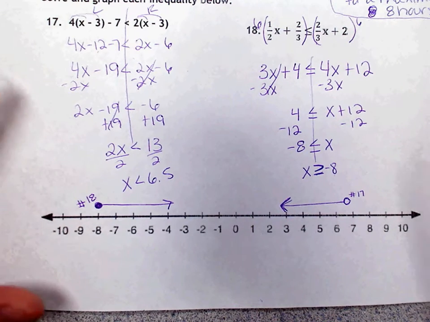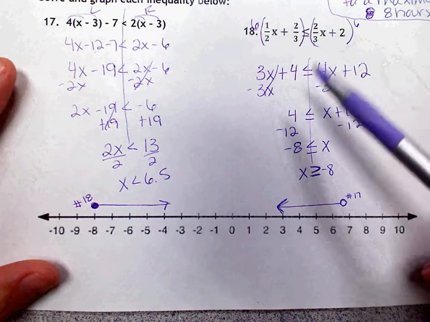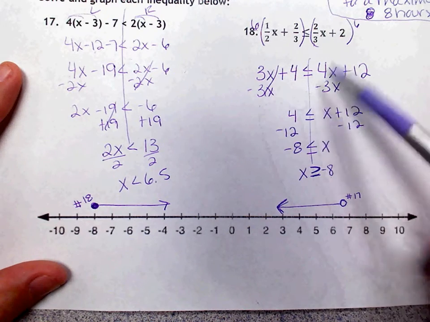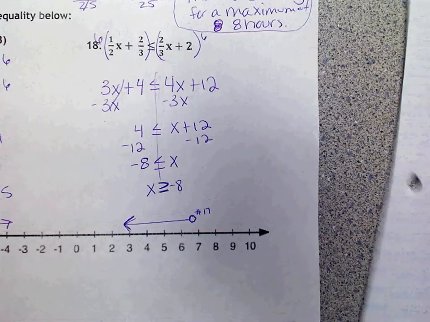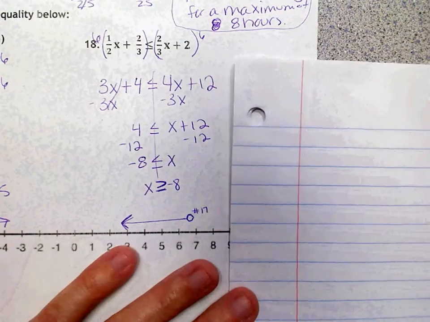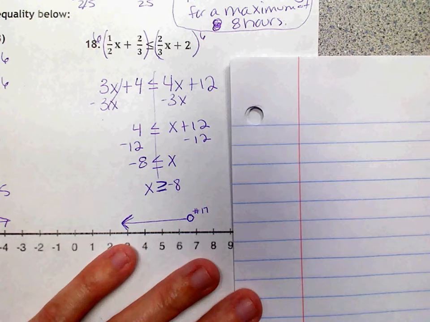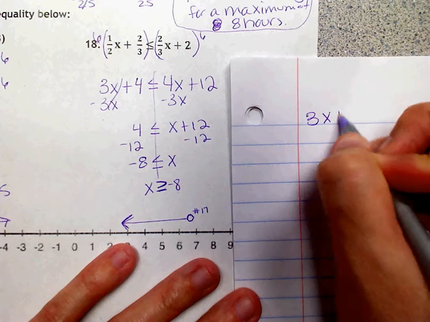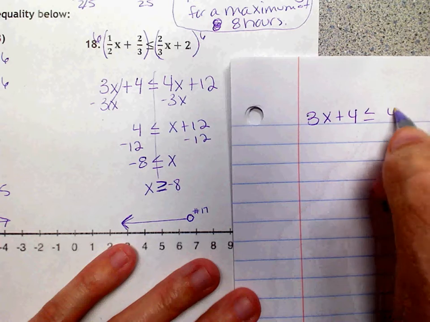Now, if you didn't move the smaller variable, okay, so let's just look at a different way of doing this, because there's a different rule or a different step you would have to do. So I'm going to rewrite this. 3x plus 4 is less than or equal to 4x plus 12.